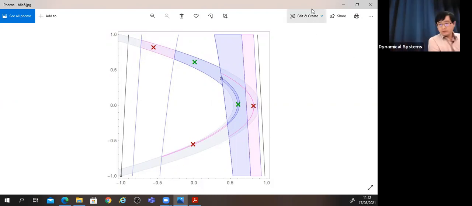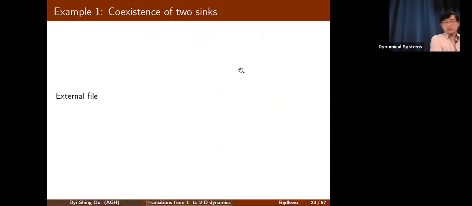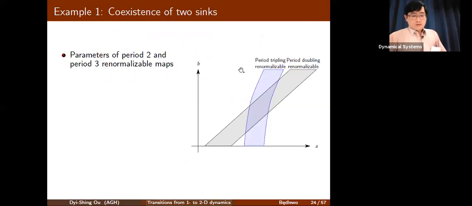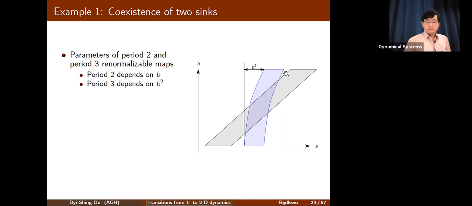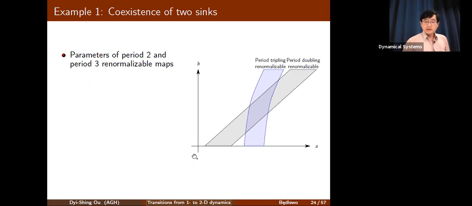So let's move back to our slide. Let me try to explain what we just did. We applied the renormalization to create a pure two and pure three sink. These are the parameters where the map is pure doubly renormalizable. These are the parameters where the maps are pure triply renormalizable.